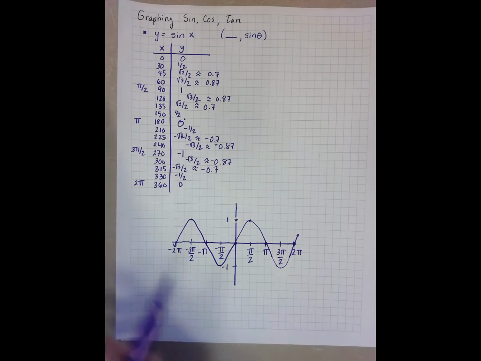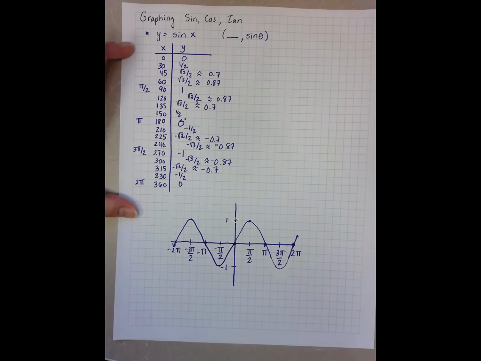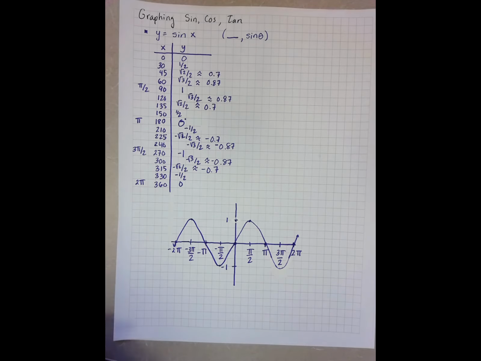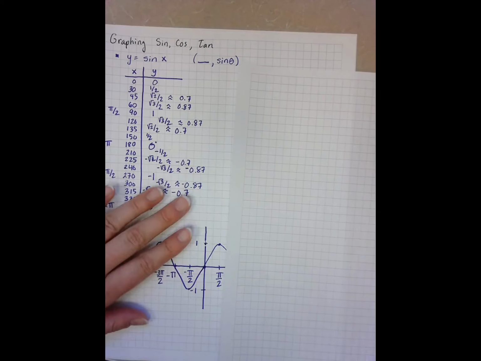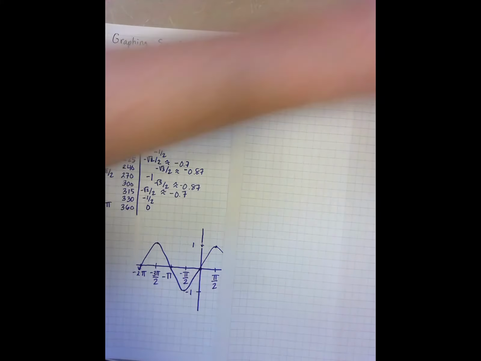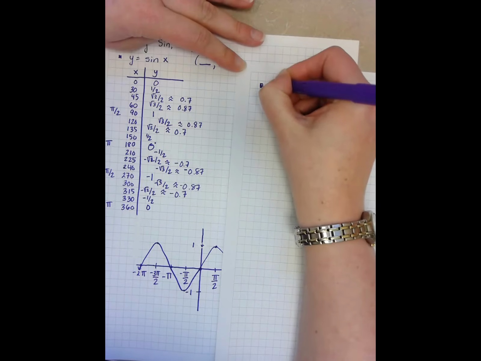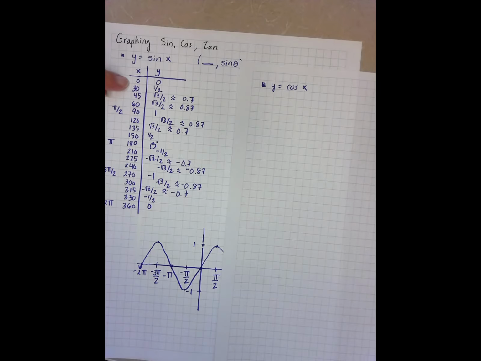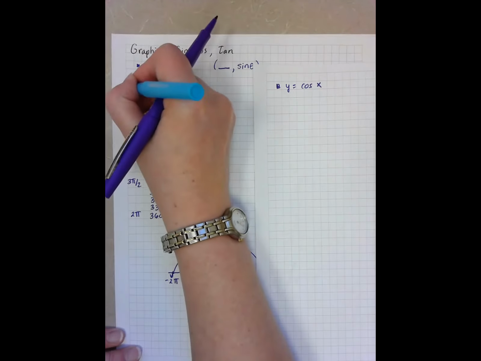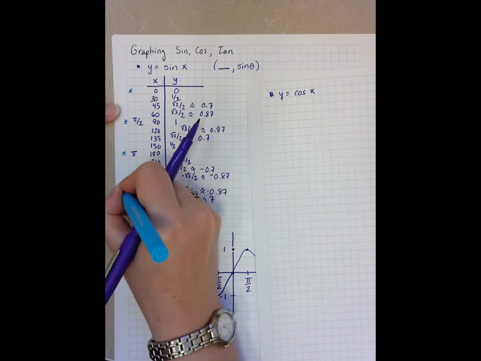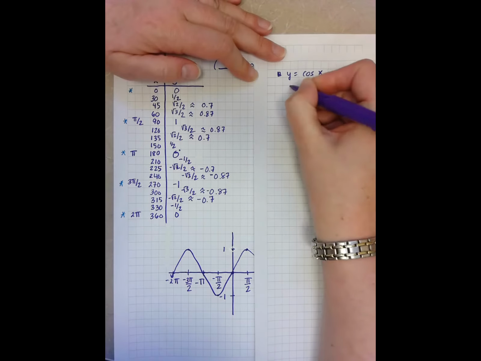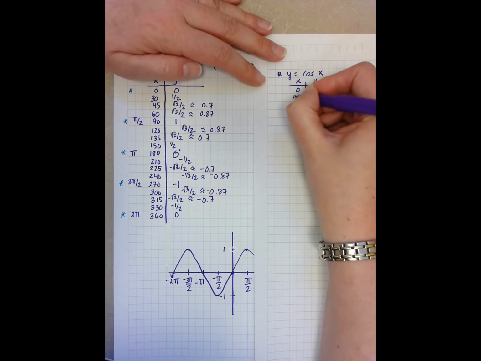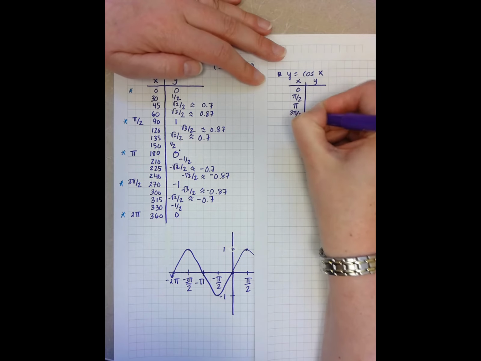Now, once we've done the sine function, it actually turns out that seeing this pattern allows us to do the cosine function pretty easily. And so what I'm going to do is I'm going to just cover this up. For y equals cosine x, we saw that the most important numbers in our table for the sine function were our anchor points of 0, pi over 2, pi, 3 pi over 2, and 2 pi. So those are the anchor points I'm going to use for the cosine. I have 0, pi over 2, pi, 3 pi over 2, and 2 pi.